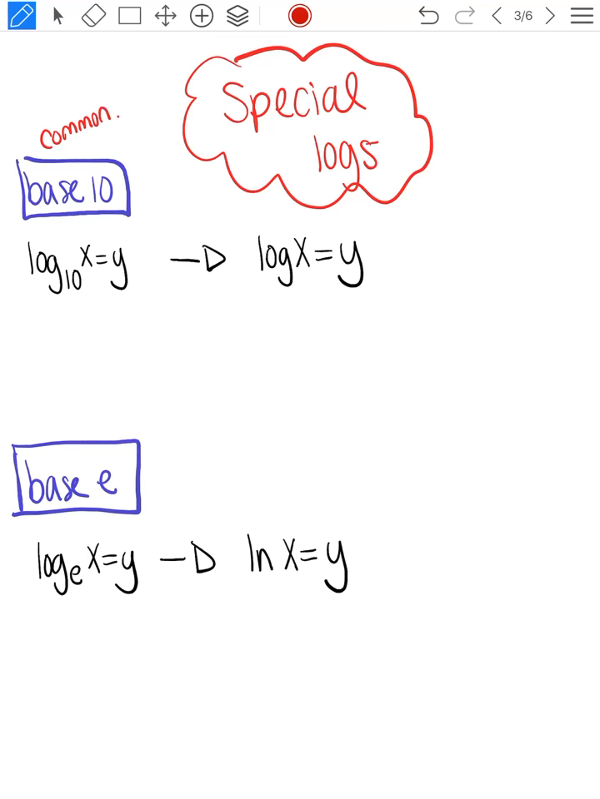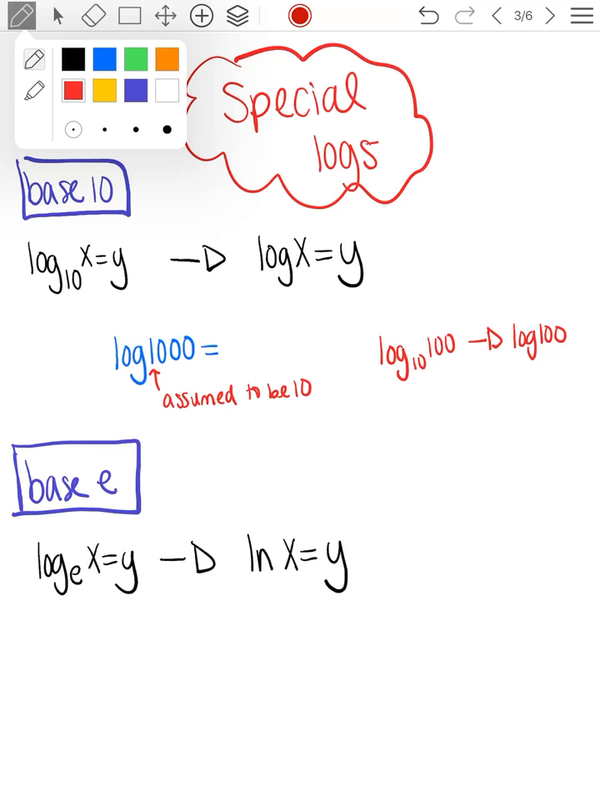Basically what that means is that oftentimes you'll see problems where there's not a little subscript. So it'll just say log of 1,000. And sometimes students are like, wait, how do I know what I'm multiplying by? The little base is missing. Well, if the little base is missing, it is assumed to be 10, and so we don't usually write it. You don't normally see people write log base 10 of 100. Instead, they would just write log of 100. So if there's no base there, it's 10.